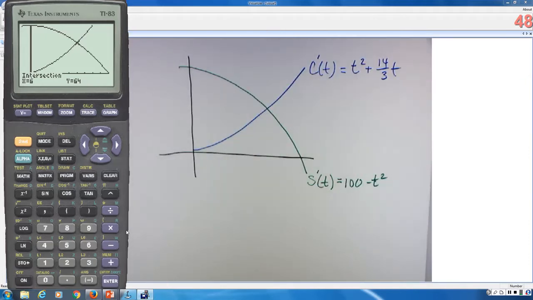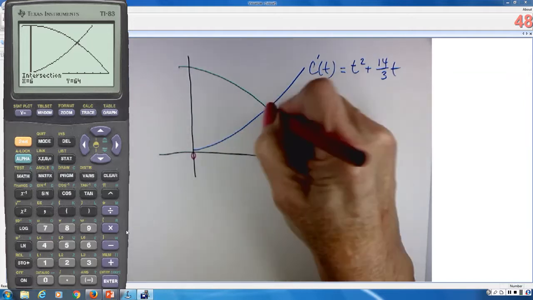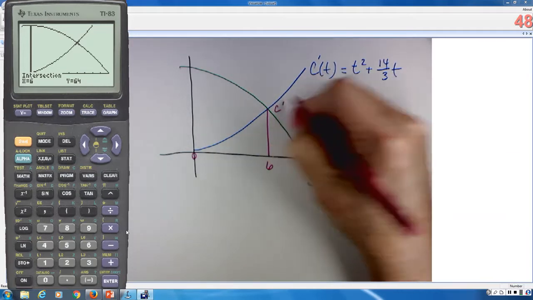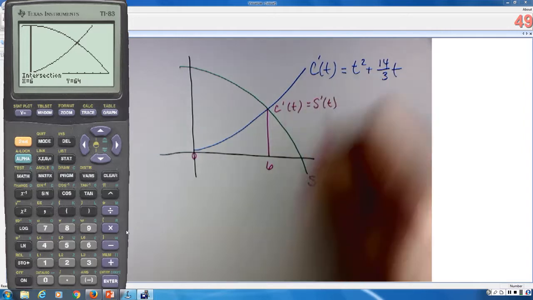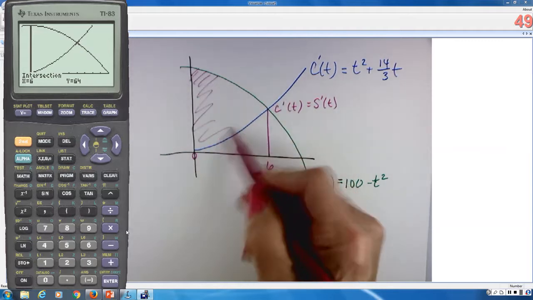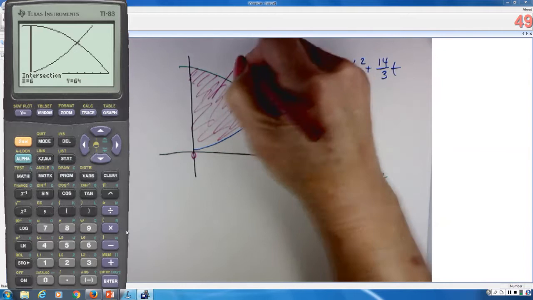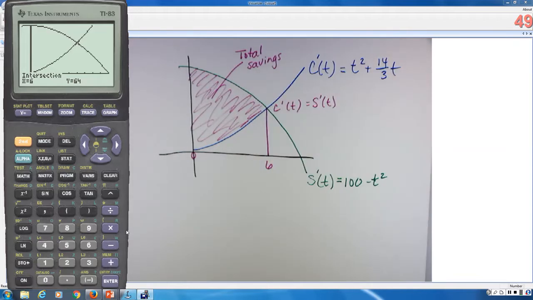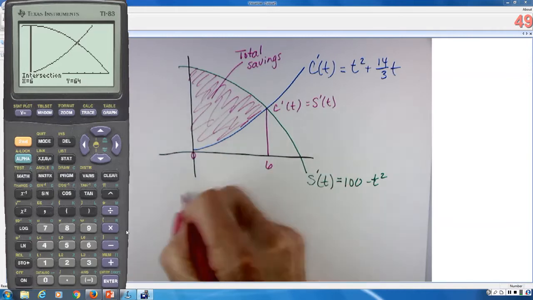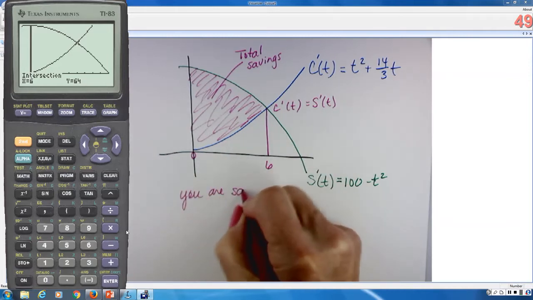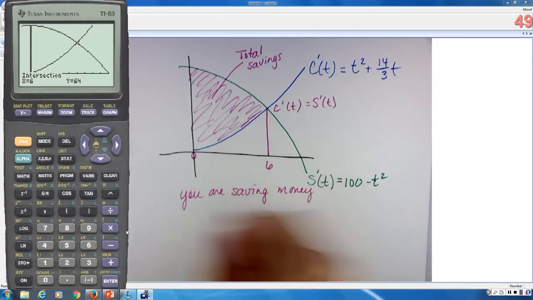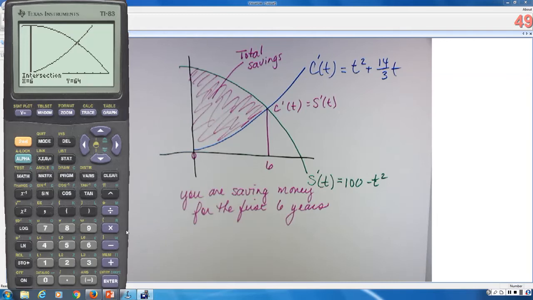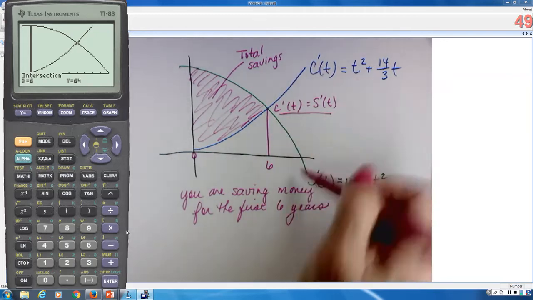So from t equals 0, when they start the process, until t is equal to 6, the area that we're looking for is this area in here. And that area is your total savings. And you're only saving money for the first 6 years, because at that point you come to the place where they're equal to each other, and after that your cost is higher than your savings.